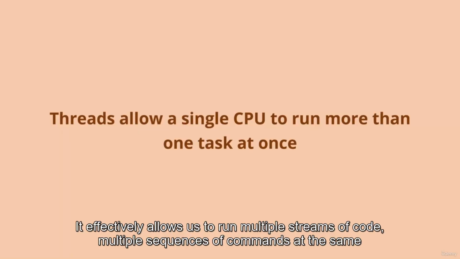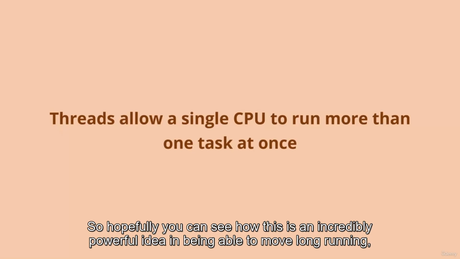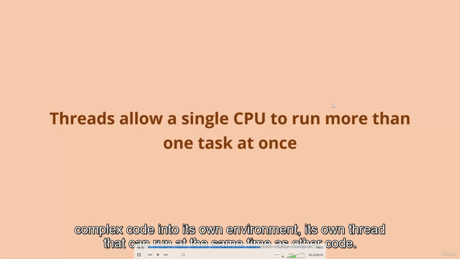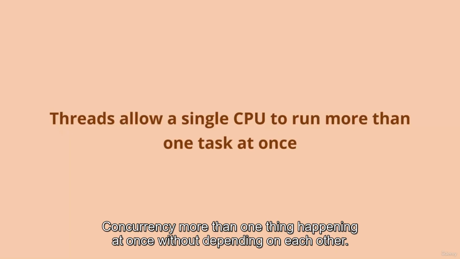It effectively allows us to run multiple streams of code, multiple sequences of commands at the same time, even within one CPU core. So hopefully you can see how this is an incredibly powerful idea in being able to move long-running complex code into its own environment, its own thread, that can run at the same time as other code. This can be known as concurrency, where the word concurrent literally means existing at the same time. Concurrency, more than one thing happening at once, without depending on each other.